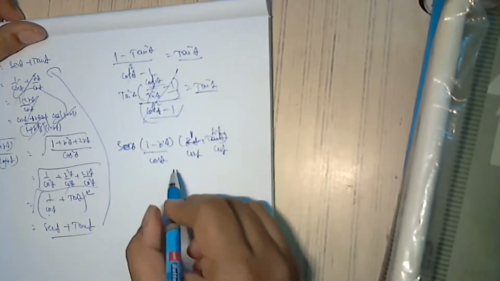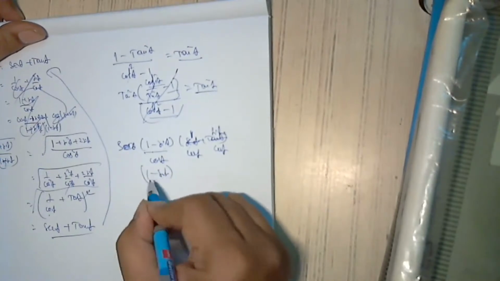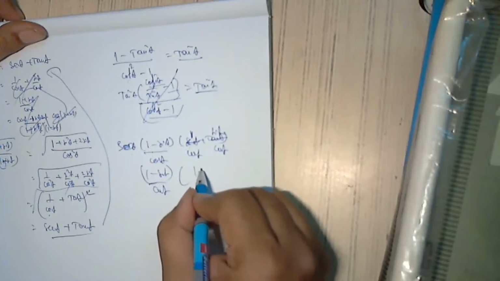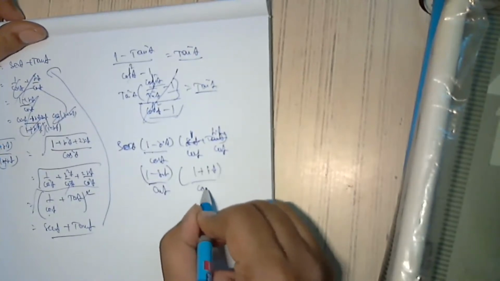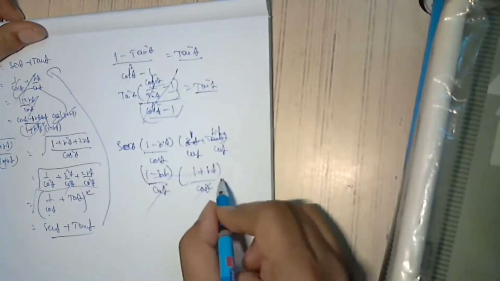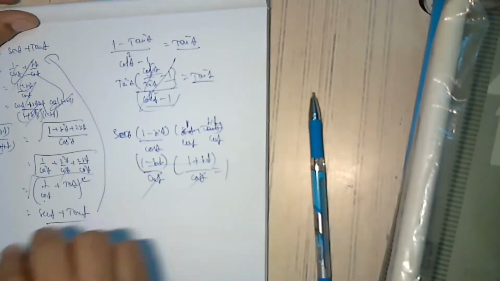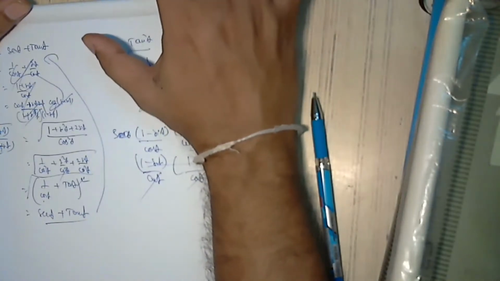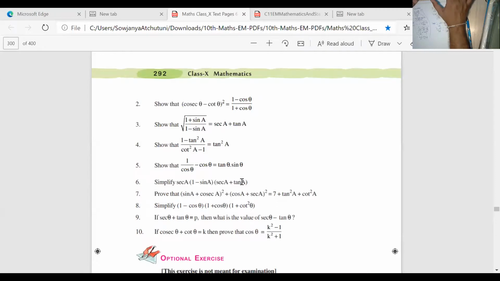Totally cos A is coming out. So 1 minus sin A by cos A into 1 plus sin A by cos A. So this is 1 minus sin squared A. This is cos squared A. Getting cancelled. That is 1. Answer is 1. So it appears very difficult, but answer is 1. Let us see this one.